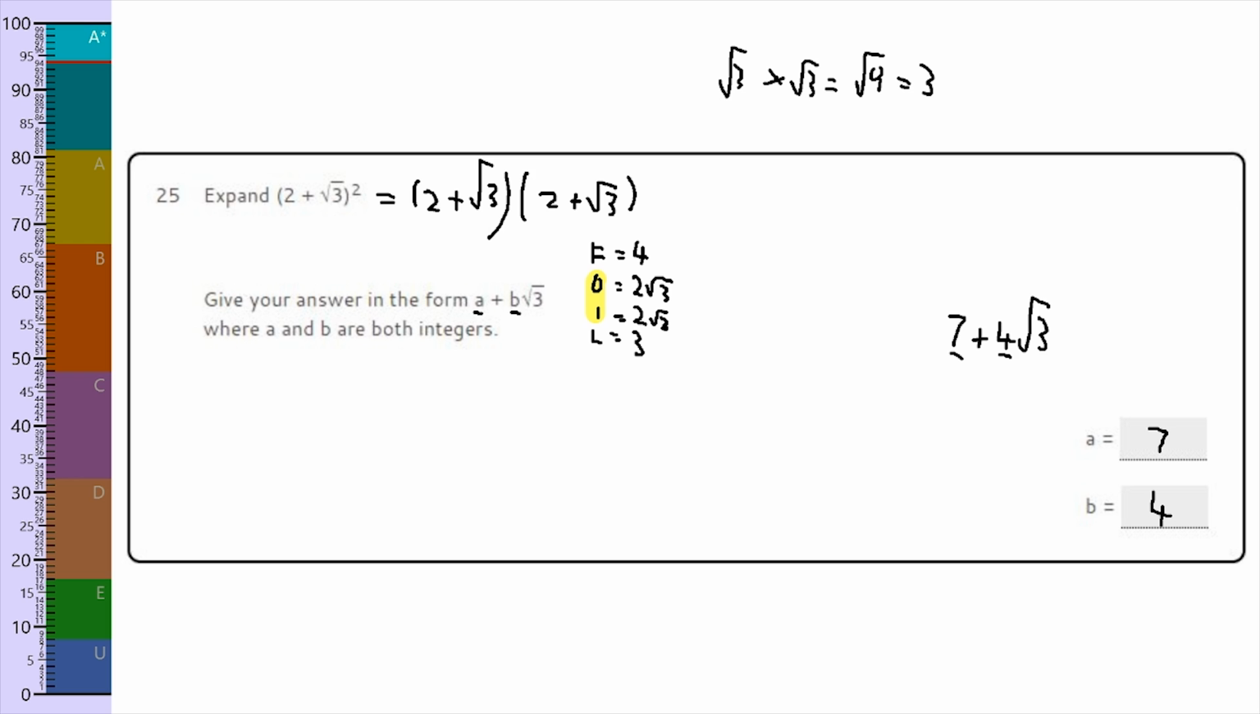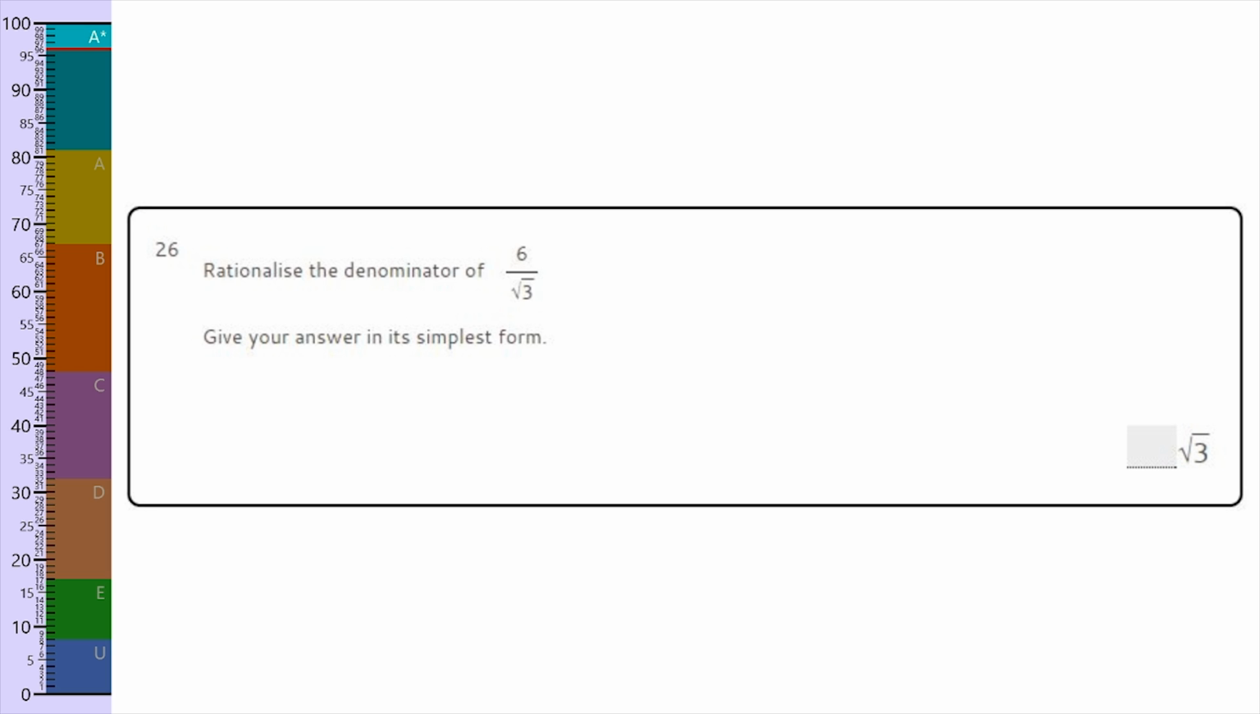We're well into an A star and we're nearing the last question. In fact, the next question is the last question. So, oh no, we've got one more question after this. So pause the video and have a go.